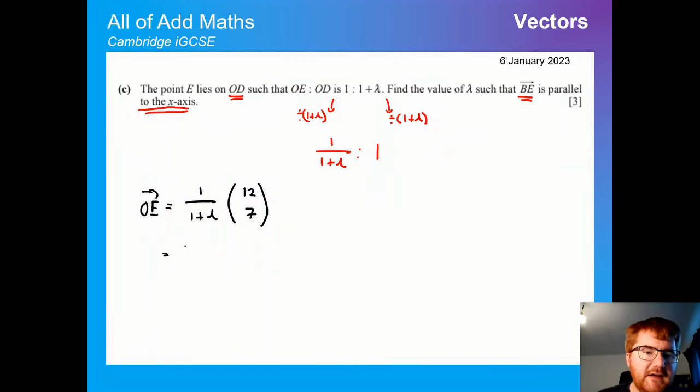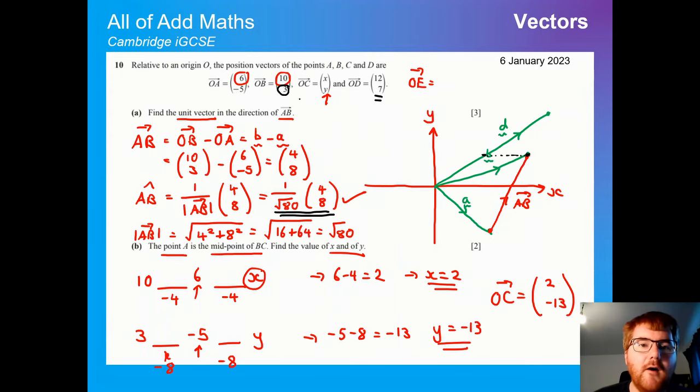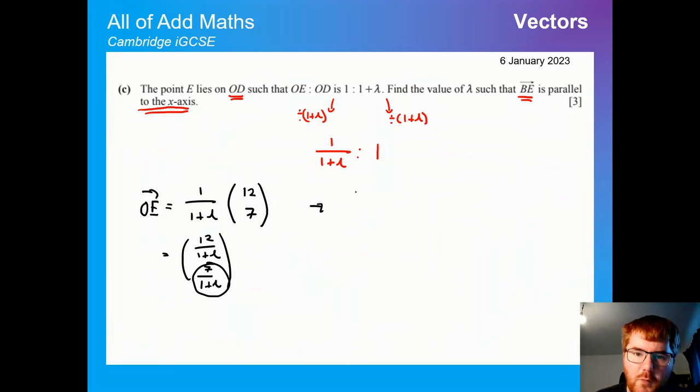Well, what we can do here is just multiply through by this scalar. So 12 times 1 over 1 plus lambda is 12 over 1 plus lambda, and 7 times 1 over 1 plus lambda is 7 over 1 plus lambda. So in order for BE to be parallel, the y component needs to be equal to the y component of OB. Therefore, we can set up a very straightforward equation here of 7 over 1 plus lambda is equal to 3, the y component from here.